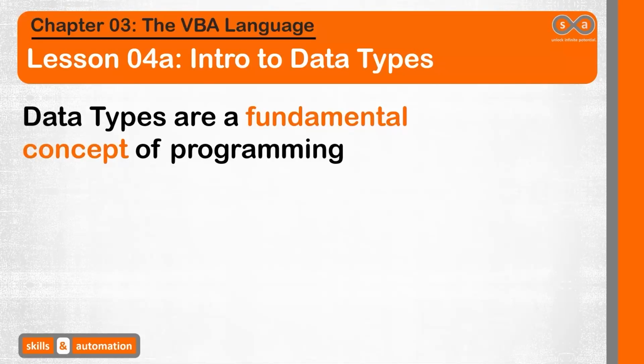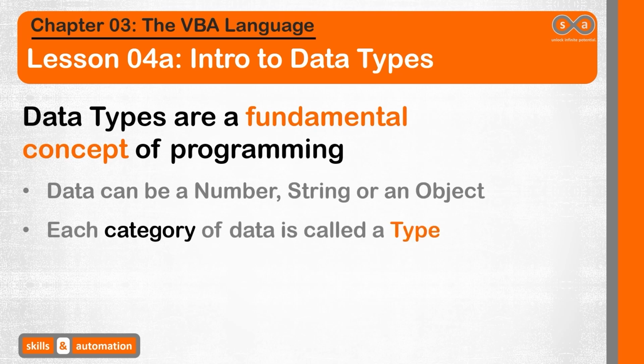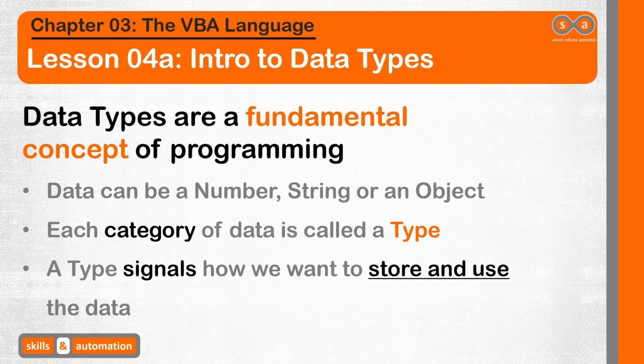A data type is a fundamental concept of programming. Data can be a number, string, or even an object. There are different categories of data. Each category is called a type. And this type of data, or in other words, data type, tells the computer how we, the programmer, intend to store and use that data.